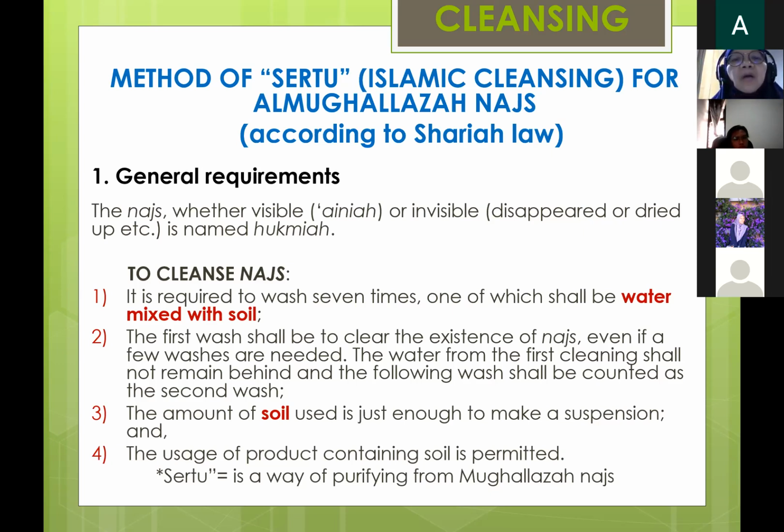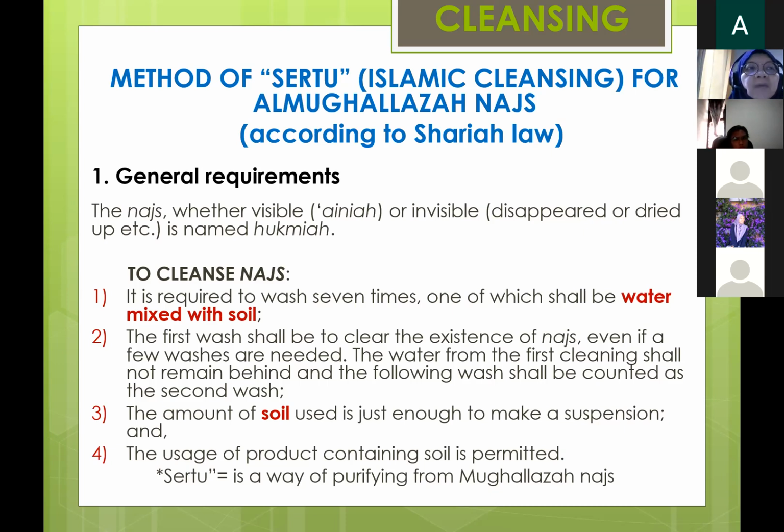Okay? Sertu. First, you must use soil and water to clean the equipment, and then rinse the equipment 6 times with clean water or mutlak water. You can use tap water here.